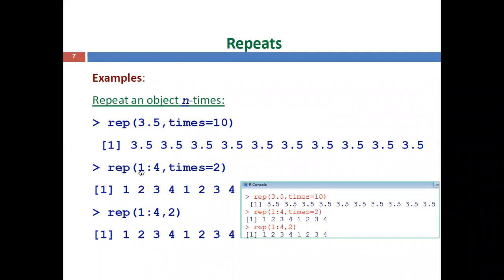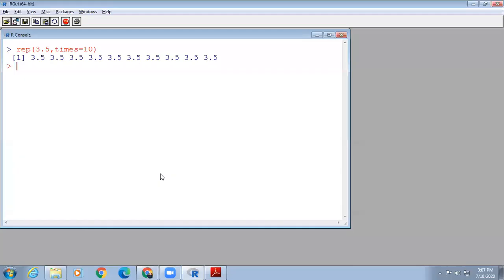Then the second one, giving range values, then repeat. Here you are giving rep of 1:4, then times equal to 2. So what is the output here? The data is 1 to 4, and times equal to 2, so that entire data 1 to 4 is repeated twice, because the times count is 2. Whenever you press enter, you can see 1, 2, 3, 4. That is the first set. Again, it is replicated: 1, 2, 3, 4.